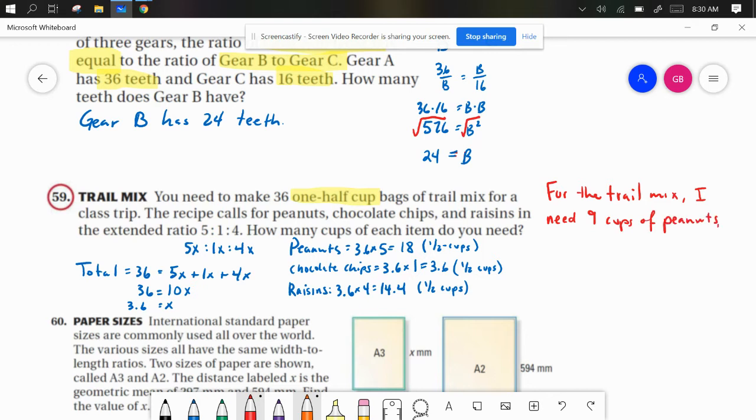Okay, then 3.6 divided by 2 is 1.8. 1.8 cups of chocolate chips. And 14.4 divided by 2, 7.2 cups of raisins.